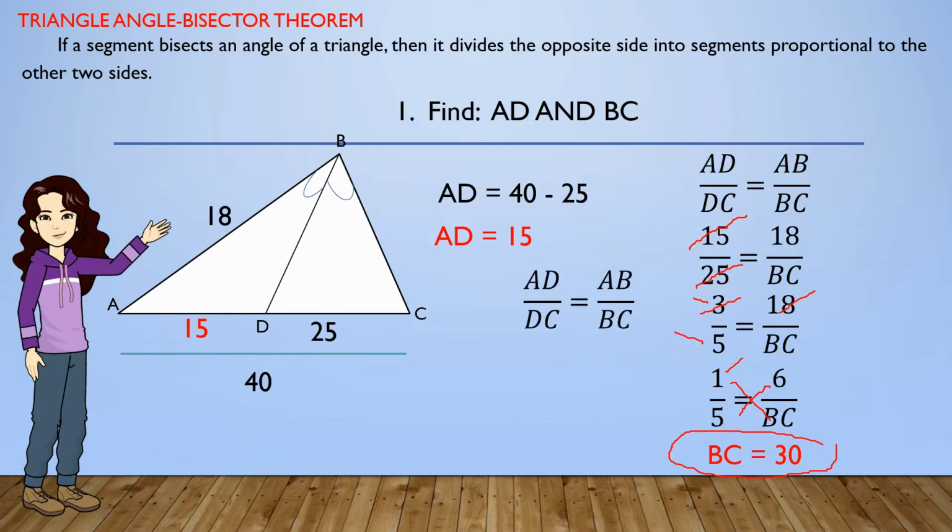AD over DC is equal to AB over BC. We need to get the same ratio to find out if our answer is correct. So 15 over 25 is equal to 18 over 30. Let us get the lowest term. 15 over 25 divided by 5 gives 3 over 5. 18 over 30 can be divided by 6, so we have 3 over 5 also. So 3 over 5 is equal to 3 over 5. Same ratio, so these sides are proportional. Check.